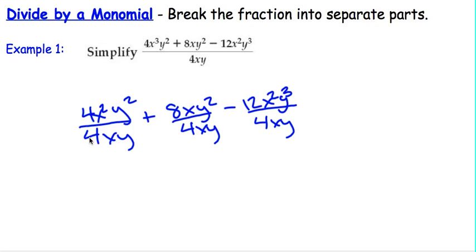So 4 over 4 reduces to 1. X squared over x reduces to x. And y squared over y reduces to y. Plus 8 over 4 reduces to become 2. X over x cancels. Y squared over y is just simply y. Minus 12 over 4 is 3. X squared over x is just x. And y cubed over y is y squared. And that is your answer for that example.